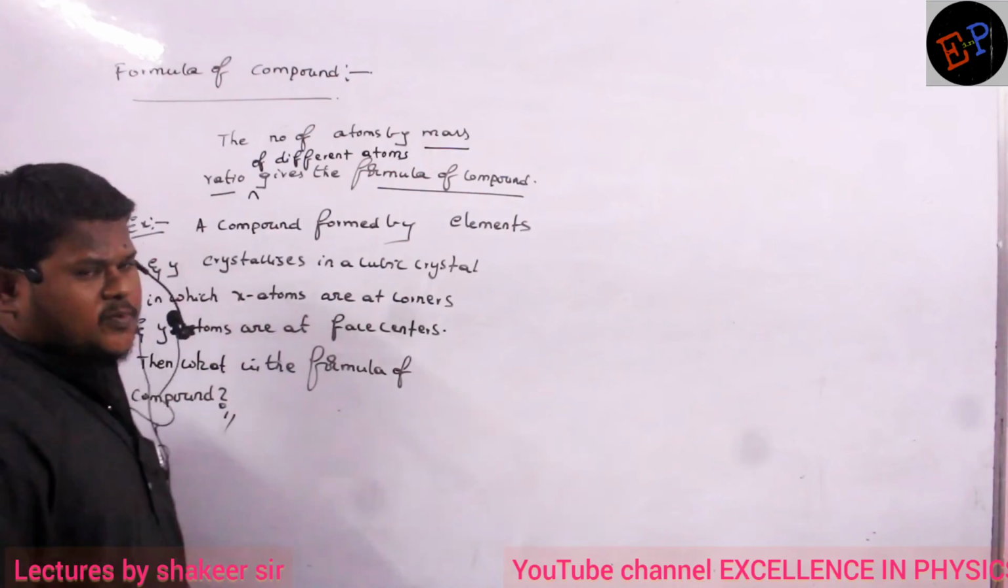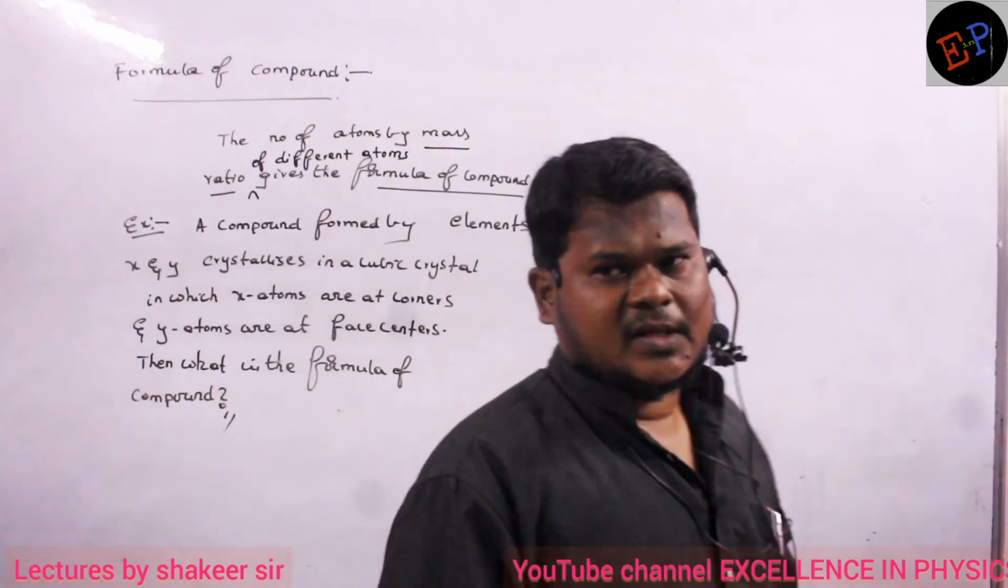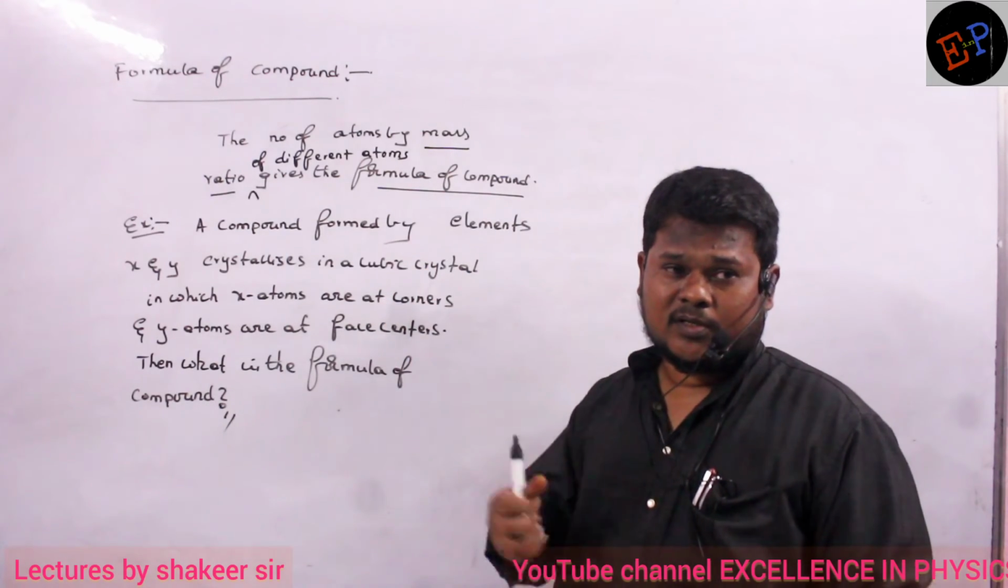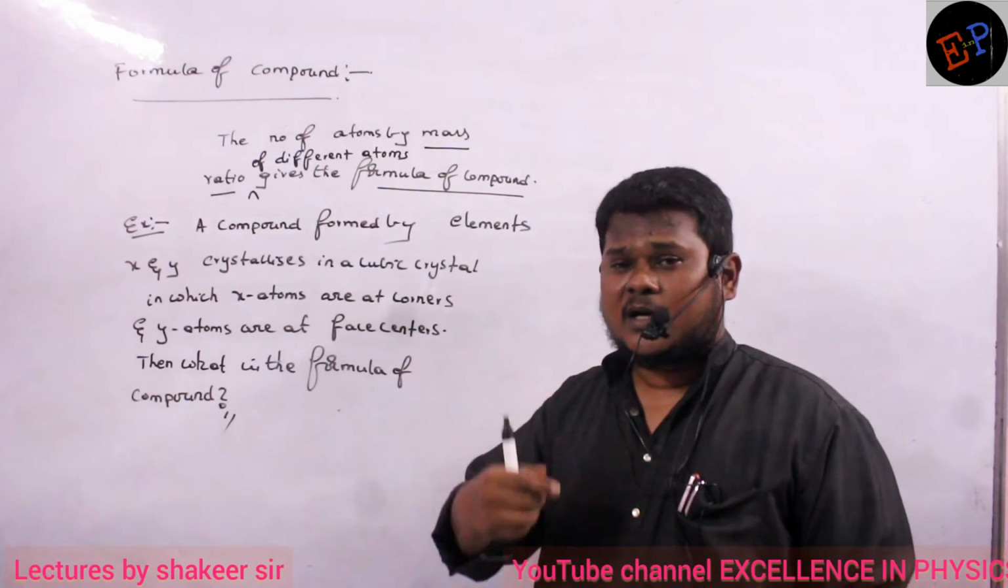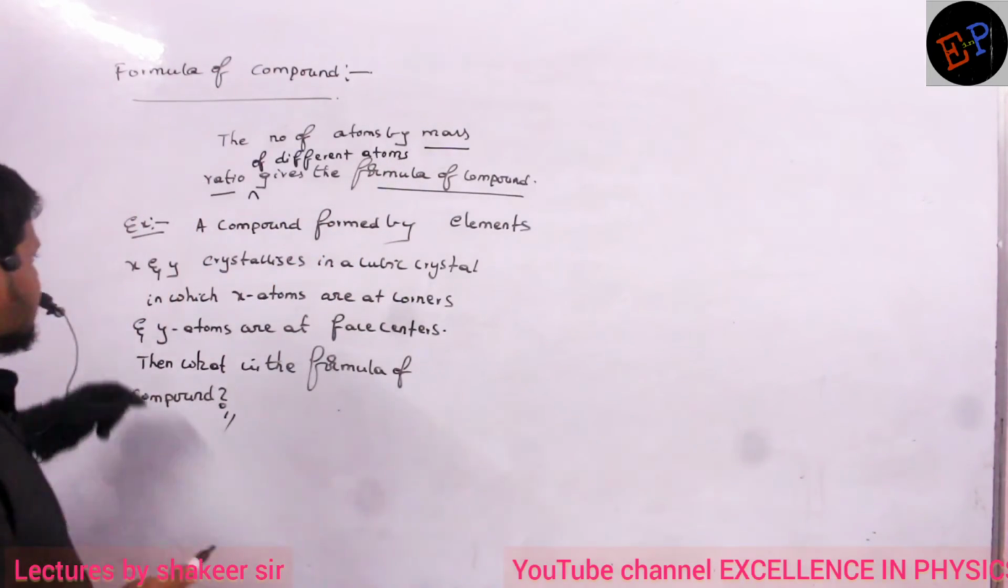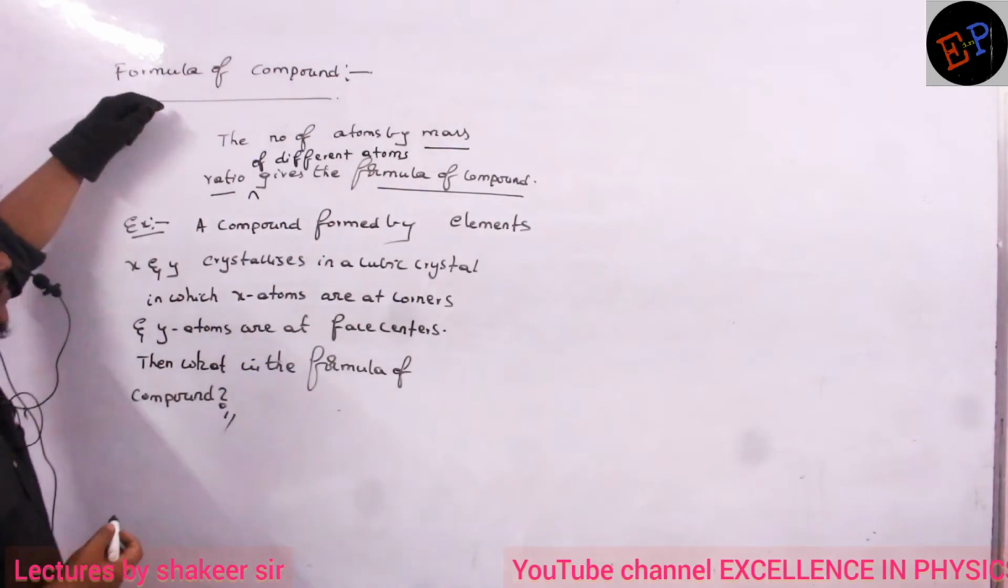So, which ratio am I supposed to take? I have to take the ratio of the number of atoms by mass of different atoms. That's all. Okay. For example, let us see one example here. We will try to understand by taking this example.